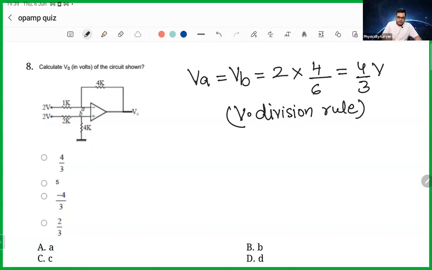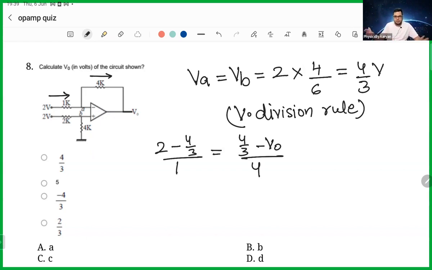Okay, so the voltage at A and B is 4 by 3. So voltage at A is also 4 by 3. And then you can use a simple rule that whatever current comes here, the same current goes here. So (2 minus VA) by 1 is equal to (VA minus V output) by 4. And from there, VA you already know is 4 by 3. Then you can easily solve the question, and V output will come out to be exactly minus 4 by 3. So your option number C will be correct.